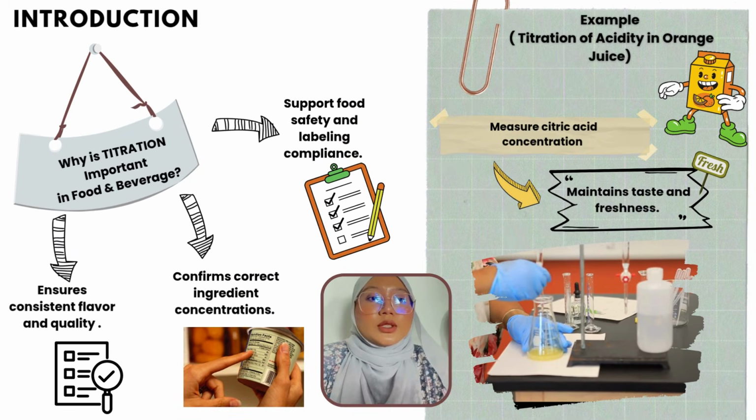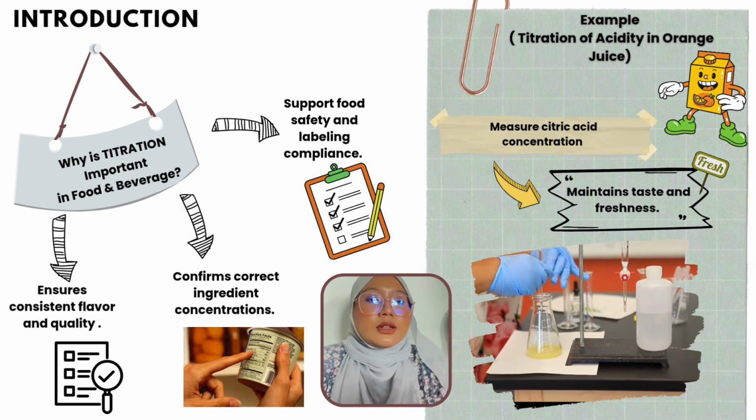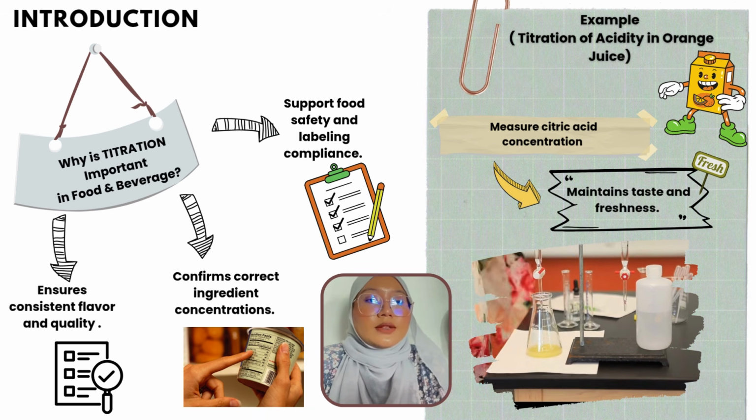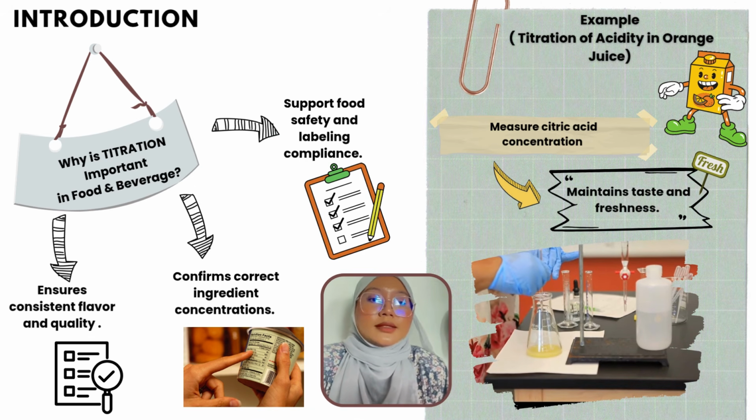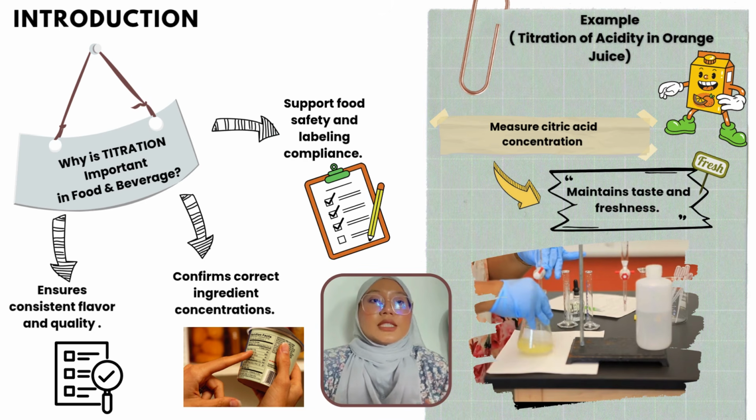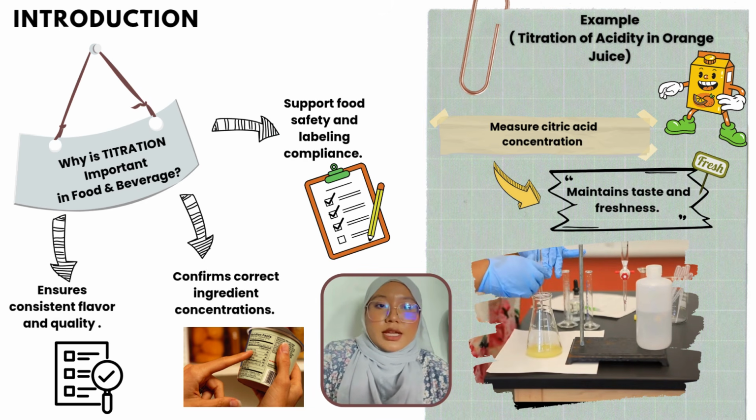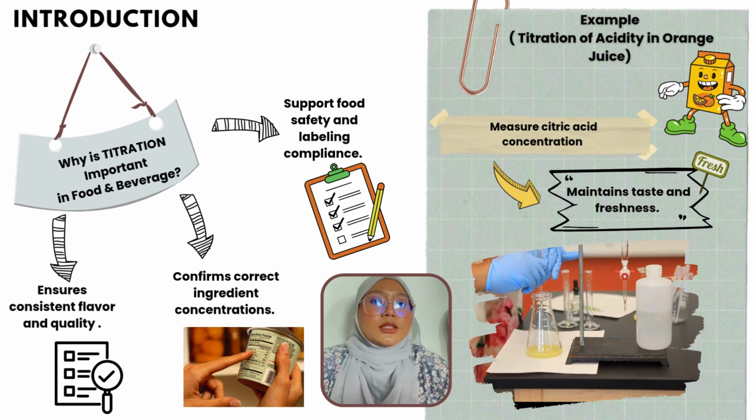Let's look at a real-world use. Titration is used to control acidity in juice, measure salt in snacks, check preservative levels in canned foods, and monitor minerals in milk and wine. A common example is measuring citric acid in orange juice. By titrating with sodium hydroxide, manufacturers can ensure the juice tastes fresh and meets acidity standards.